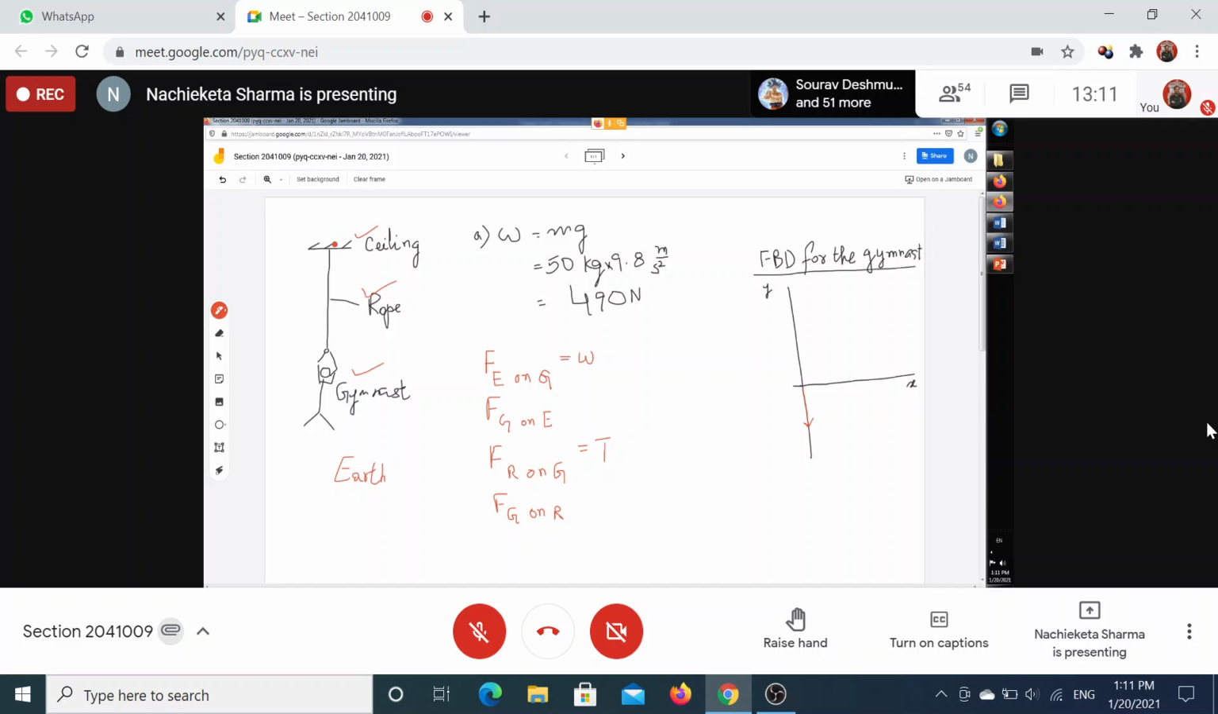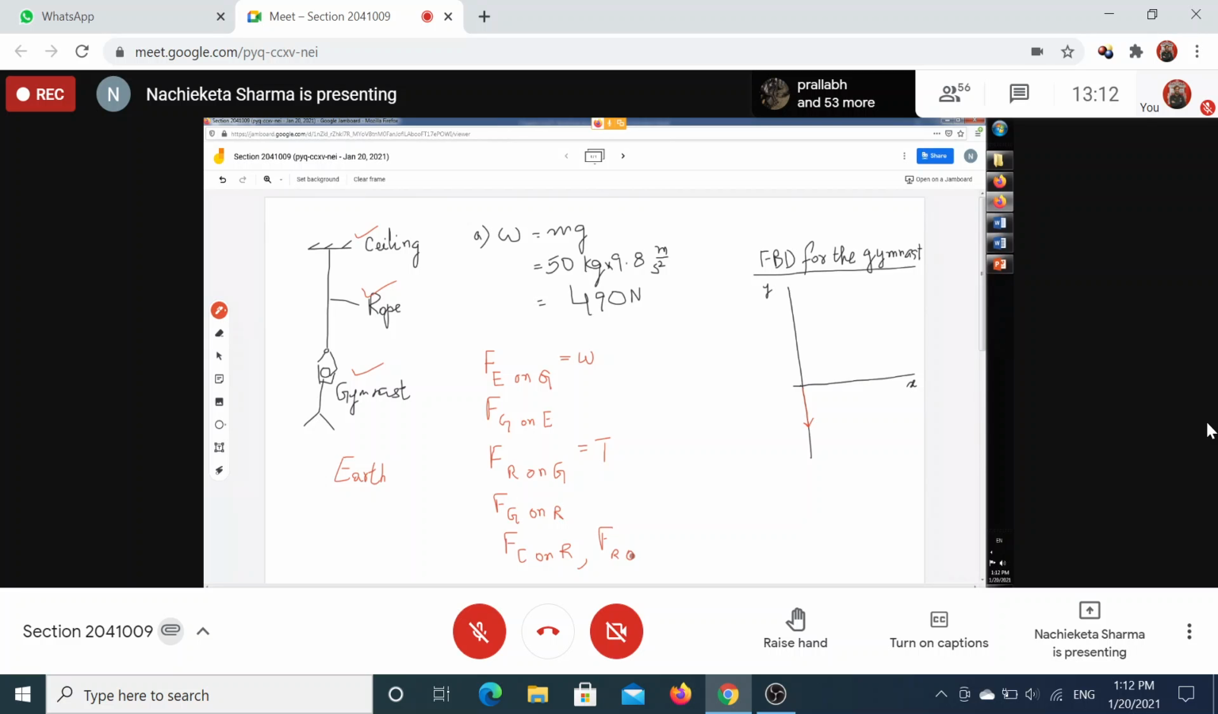Then the ceiling is being pulled by the rope. For the time being, let us assume that the ceiling is also being attracted by the earth, and the ceiling is also attracting the earth, so that we are not going to include. Now the ceiling is being pulled by the rope, so I can write force of ceiling on rope, and then another force, force of rope on ceiling.